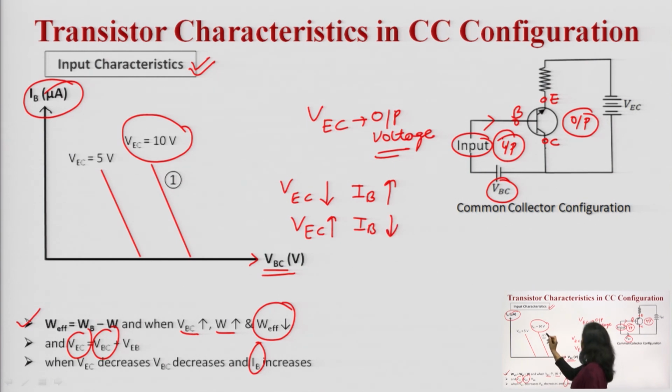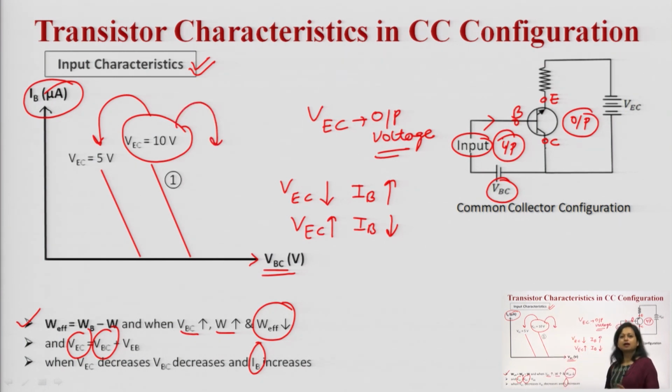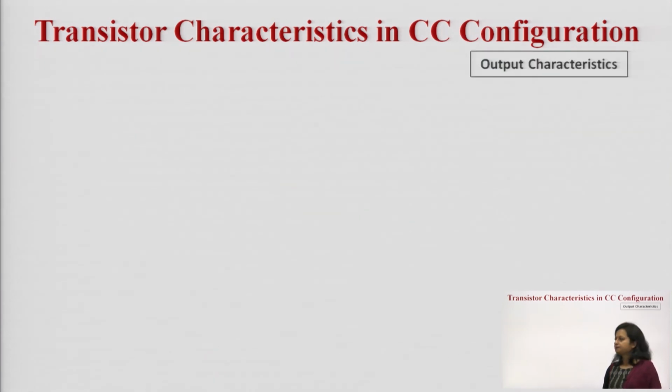You can see, when you are decreasing VEC, IB will increase in this particular curve, and when you increase VEC, IB will decrease. So this is how you can plot the input characteristic curve. You have to recall the concept of base width and how these parameters depend upon each other. That is very important. Now the output characteristic.